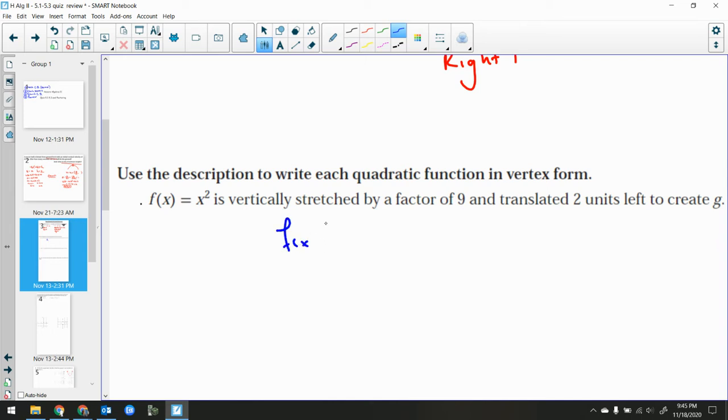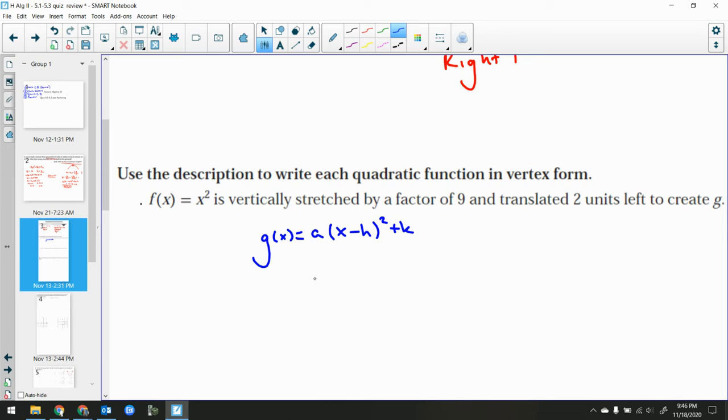So vertex form is, let's call it g of x. g of x is equal to a times (x minus h) squared plus k. Remember, the a is any vertical stretch or compression as well as any vertical reflection over the x-axis, which we saw in that -4. This h is your movement left or right, and this k is your movement up or down.